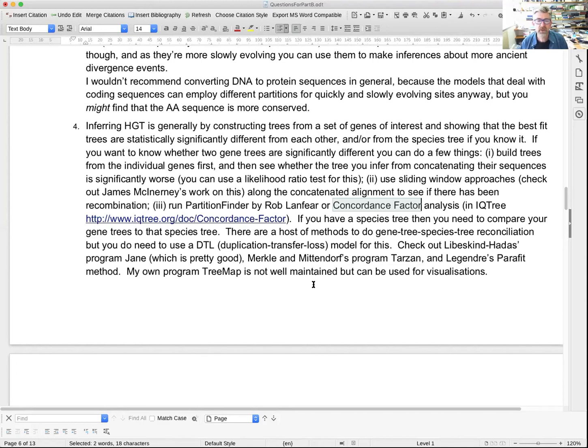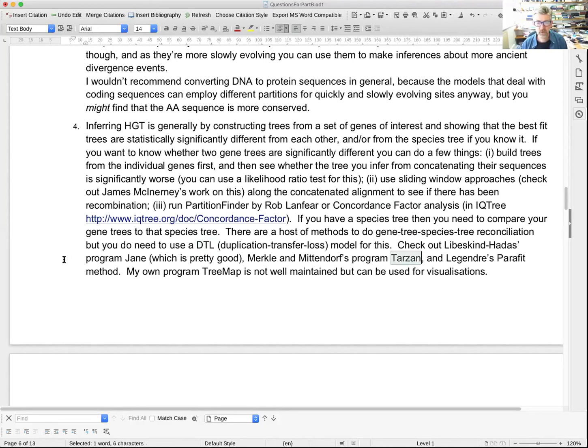Okay, so there's a whole lot of these methods that are built around relating locus trees to species trees. It's known as the gene tree species tree problem. And for HGT, you do need to use one of these DTL, duplication transfer loss models. There's a few good programs. Ran Libeskind-Hadas has written a program with his students called Jane, and it's pretty good. It's well maintained. There's another program called Tarzan.